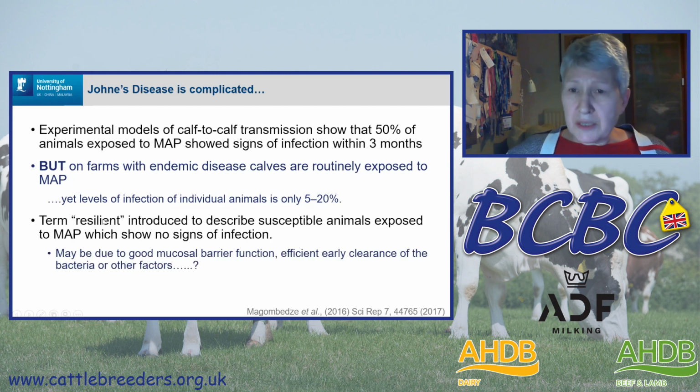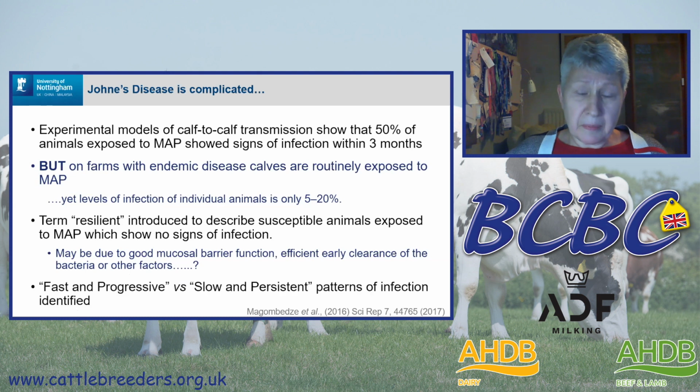So the term resilient has been introduced to describe susceptible animals that can be exposed to MAP, which then go on to show no signs of infection. Maybe they've got good mucosal barrier function, so the infection is not established. Maybe they can clear it efficiently. Maybe there are other factors. It's not entirely clear, but it is clear that some animals are more resilient. And it's also clear that you get two forms of disease development: fast and progressive, quickly going to clinical signs, and slow and persistent, a maintenance state where you don't really get very fast appearance of anything clinical.